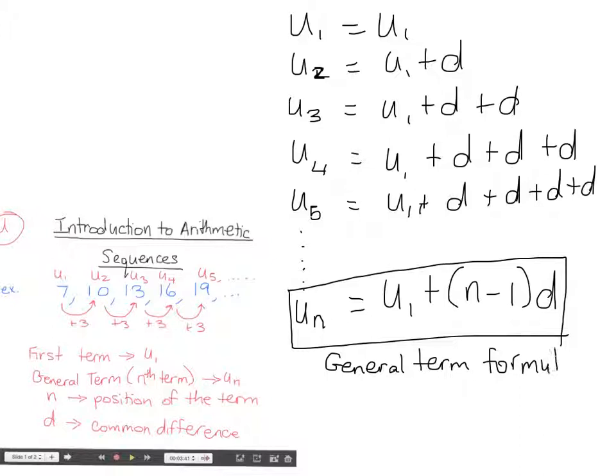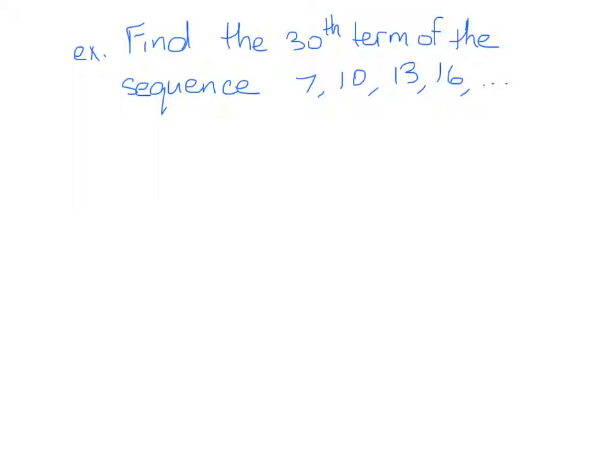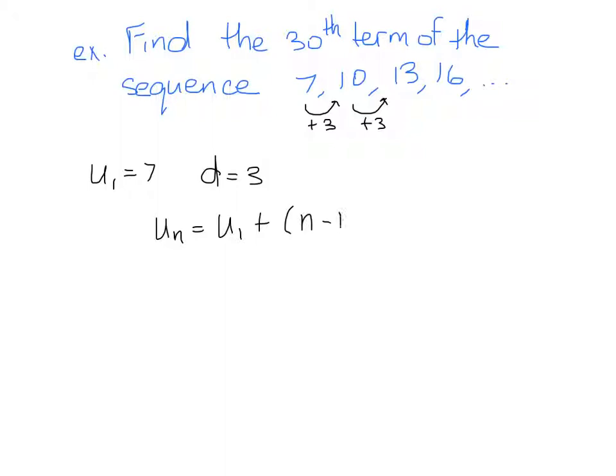All right, so we're going to go ahead and use it in an example. Okay, so here we're being asked to find the 30th term of the sequence. And as we know, it's jumping by 3 each time. So that means our common difference is 3. So we need to know that information. We also need to know that it's starting off the first term at 7. So now with that information, we can plug into the formula that we just learned, which is u_n equals u_1 plus (n minus 1)d. And it's just a matter of plugging in.